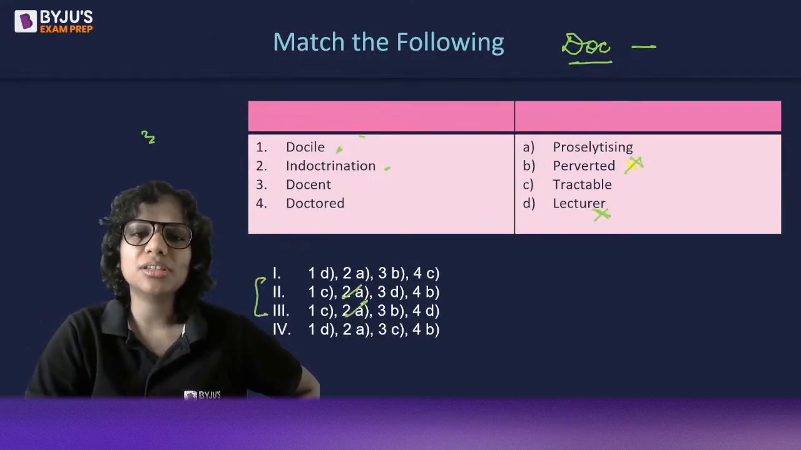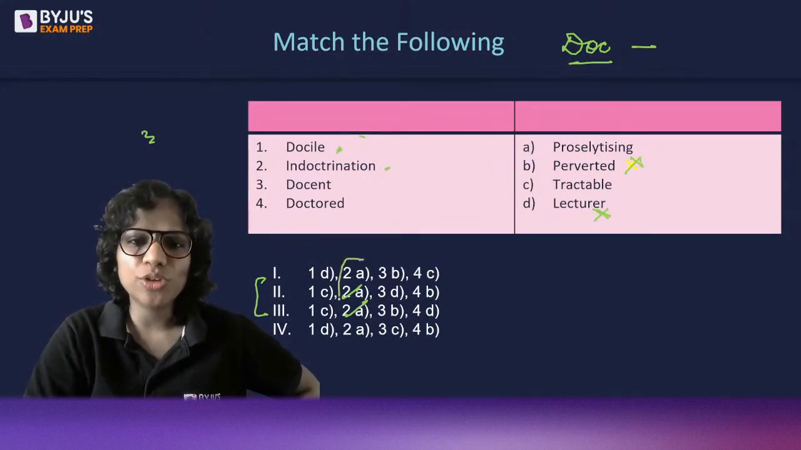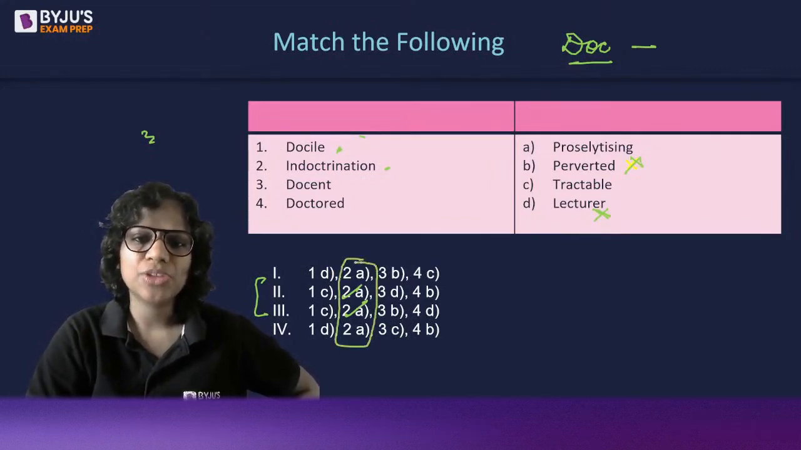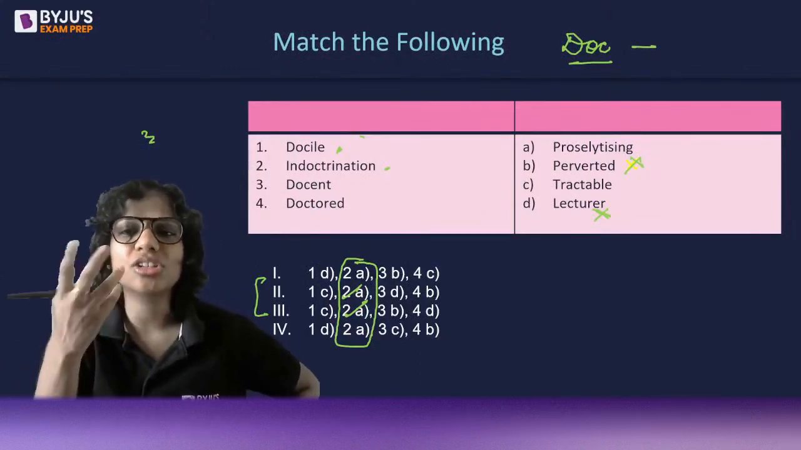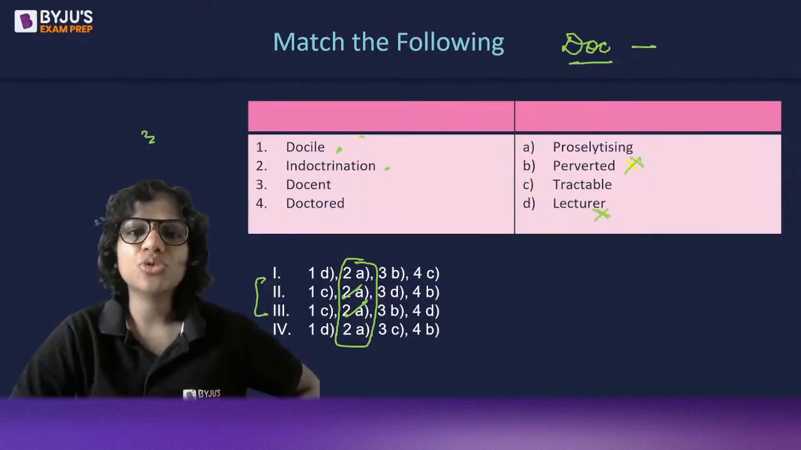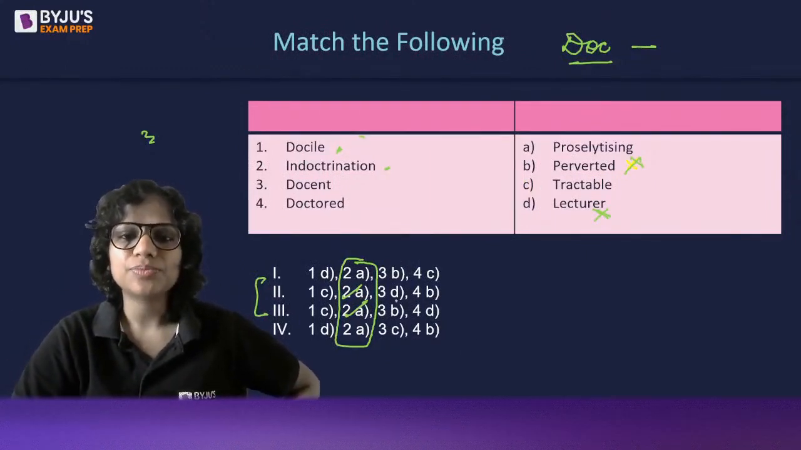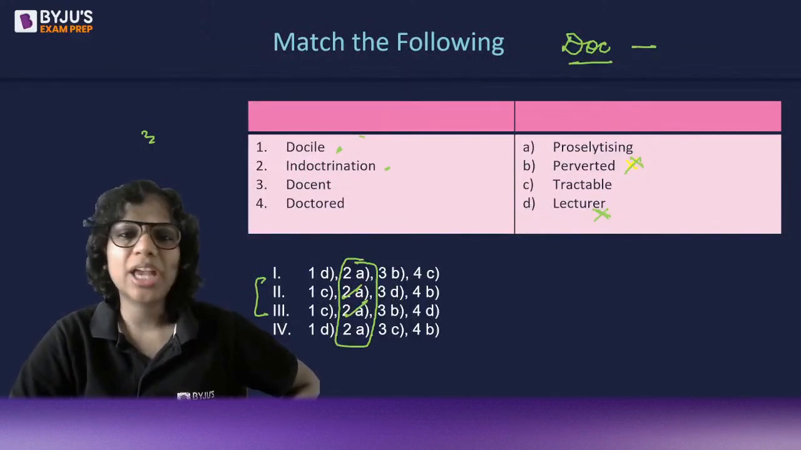Now 2 is the same for both of them. Indoctrination is proselytizing, and in all of the options, in fact, it was the same. So you need not have guessed actually. जैसे मैंने आपको बताया इंडोक्ट्रिनेशन का मीनिंग प्रोसेलिटाइजिंग है, आपको वो खुद ही पता चल जाता है ऑप्शन से. So it was an easy question that way. Then 3 is D or B. That's what we have to decide.